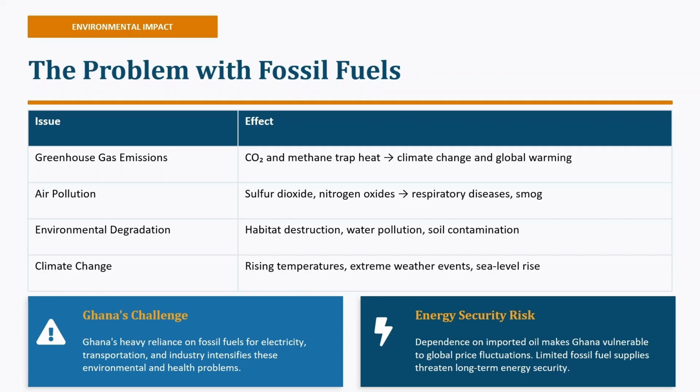And here in Ghana, we rely heavily on fossil fuels for our transportation and also in our industries. And then secondly, we buy these fossil fuels or oil from other countries that have them. And when these prices go up or come down, they affect our energy security.